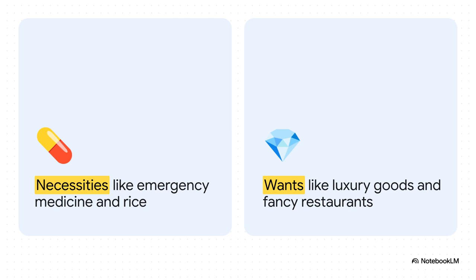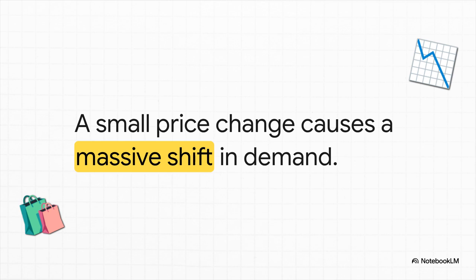But on the right side of the spectrum, the elastic side, we're dealing entirely with wants, luxury goods, dining out at really fancy restaurants. This is totally discretionary spending. And because it's discretionary, your reaction to price changes is going to be wildly different. And that gives us relatively elastic demand. For these kinds of items, a very small price change causes a massive shift in demand.